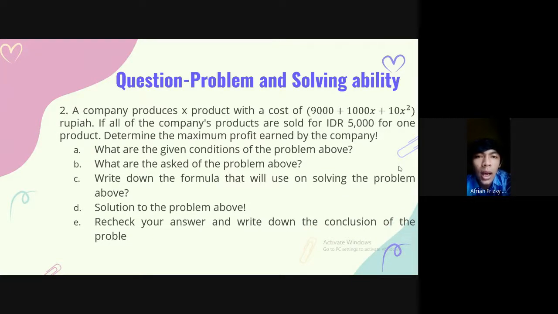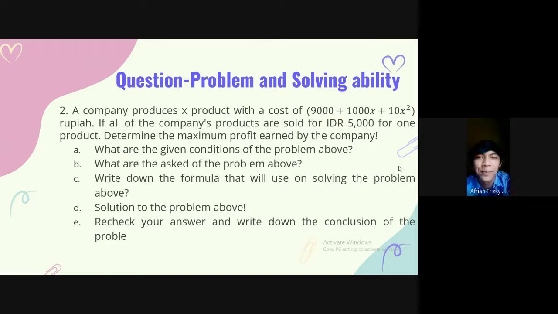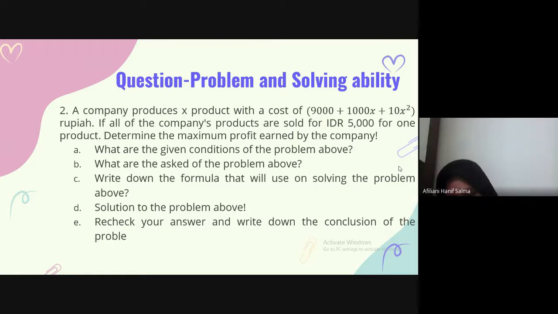The next question: a company produces six products with a given cost in rupiah. If all of the company's products are sold at 5,000 rupiah for one product, determine the maximum profit earned by the company. So here, there are five steps to calculate profit. Okay, next, Salma.